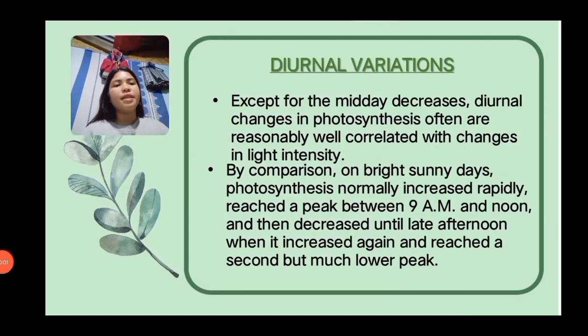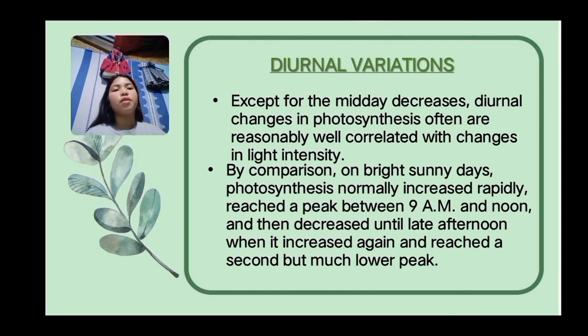So except for the midday decreases, diurnal changes in photosynthesis often are reasonably well correlated with changes in light intensity. So ang photosynthesis is associated gid siya with light intensity. So kabalo ta nga ang light intensity is the strength of the light. So kung mas kusog ang light intensity, mas mo increase pod ang photosynthesis. And then kung hinay ang light intensity or kung walay adlaw, so hinay pod ang photosynthesis.